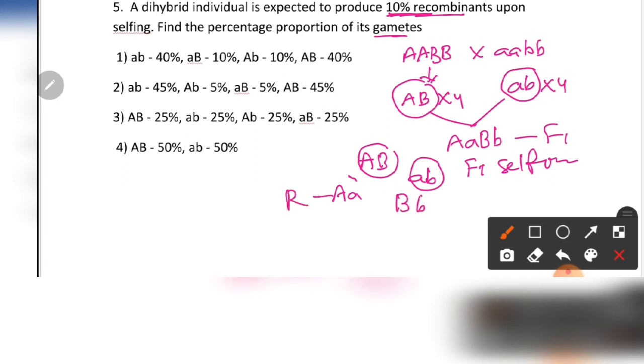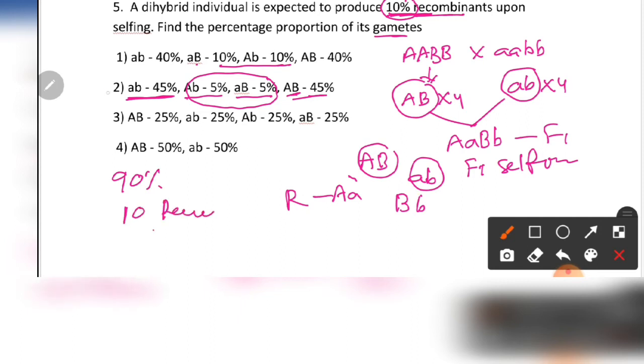Now let me check. The first option is recombinant 10, no, that would be 20% recombination. Our answer has to be 10%, so recombinant 5% and recombinant 5% make 10%. What about option A? 45 is parental, 45 is parental, so parental combinations are 90% and 10% are recombinant gametes. So the answer will be 2. Without doing the calculation, we can simply guess the answer. Right, we will go for the next question.